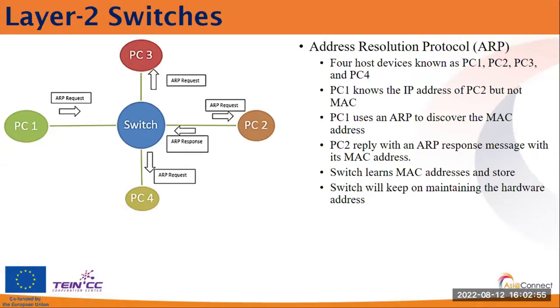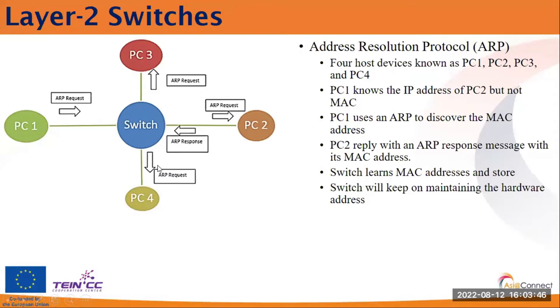At this time, PC1 uses ARP, that means Address Resolution Protocol, to discover the MAC address of PC2. Okay, so what will it do? The switch sends the ARP request to all ports excluding the port PC1 is connected to. Then PC2 will receive the ARP. See here, this is the ARP request. When PC2 receives the request, it will know that the request is for itself, right? Then PC2 replies with an ARP response message with its MAC address. Then PC1 can get it.